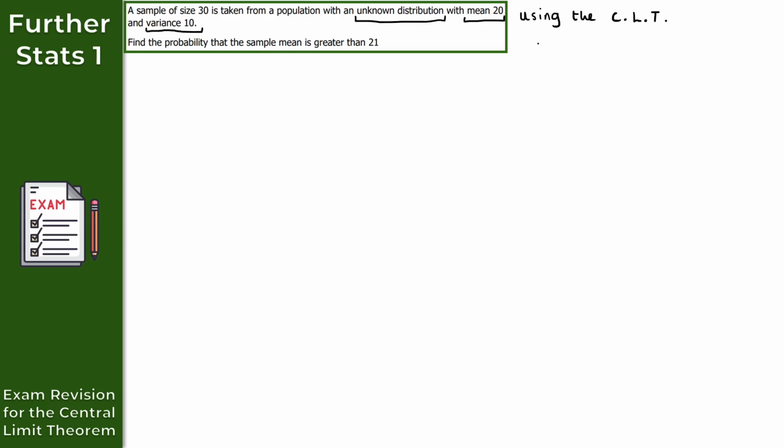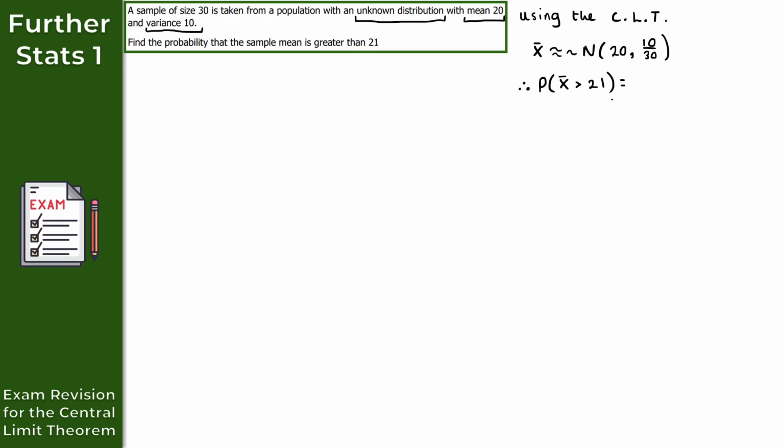In that case, then the sample mean here, x bar, this will be approximately normally distributed then with a mean here of 20. And then for my second parameter here, this will be the variance 10 divided by the sample size, which is 30. So we get 10 over 30 there, or 1 over 3, whichever you prefer. Either's fine. And then what we're looking to find here is the probability that the sample mean is greater than 21. So we're looking for the probability that x bar, the sample mean, is greater than 21.